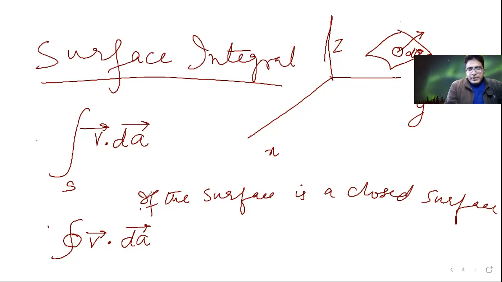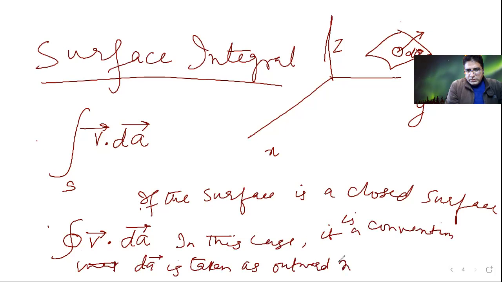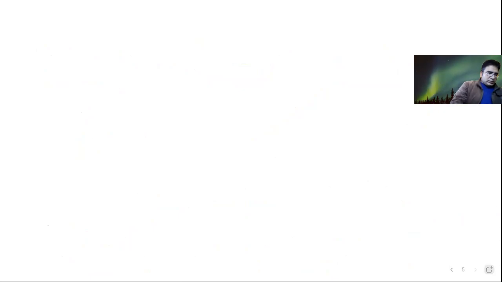In the case of closed surfaces, it is a convention that dA is taken as the outward normal, right? So this was the surface integral.